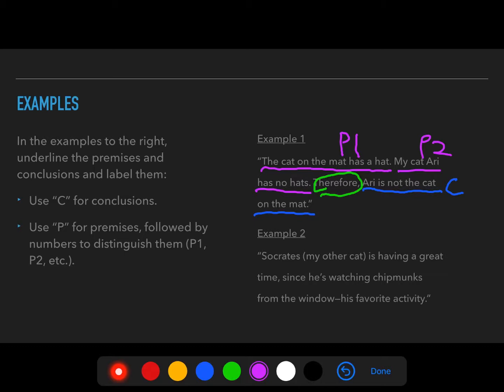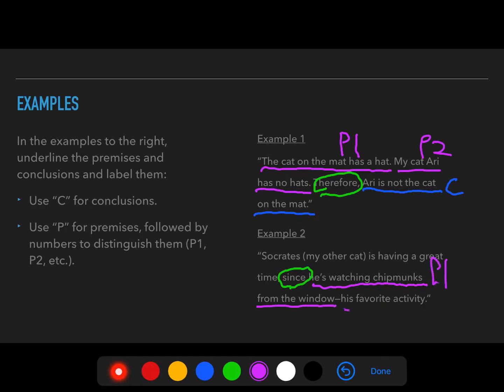Now let's look at example 2. Socrates, no surprise again, my other cat's named after a philosopher, is having a great time since he's watching chipmunks from the window, his favorite activity. So again, we have a little word here, since, that tells you that I'm about to give you some reasons for what I'm saying. Reasons are premises. So it means what's coming after that word is going to be a premise. So premise, he is watching chipmunks from the window. Premise 1.